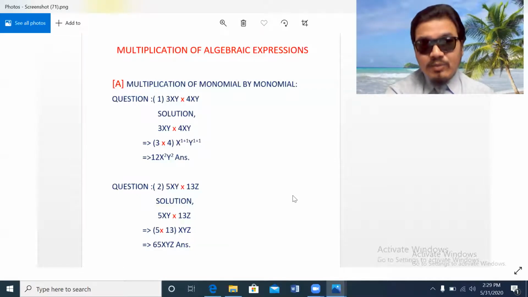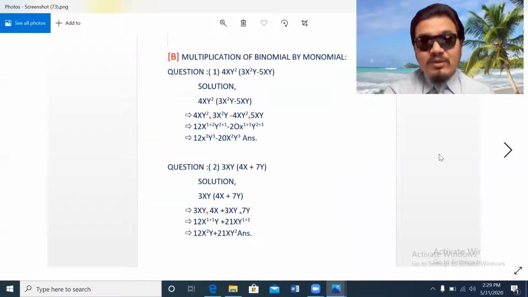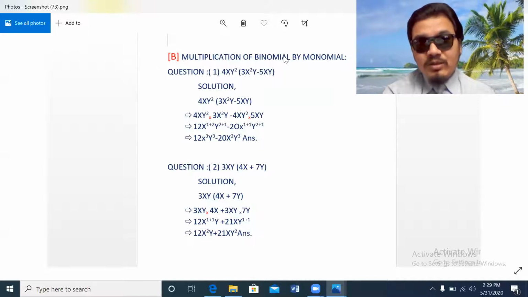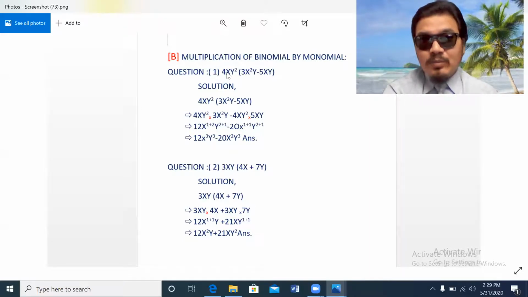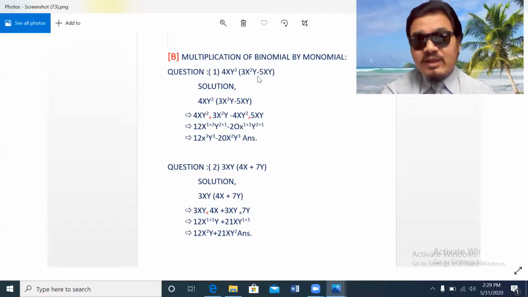Now let's move to the next example. In this example, I am going to teach you the multiplication of a binomial by a monomial. You know how to multiply a binomial expression by a monomial. It is shown here. Look here in this question number 1 example. This 4xy square is a monomial, and inside the bracket, look there, 3x square y minus 5xy. That means inside the bracket there is a binomial expression, because there are two terms.